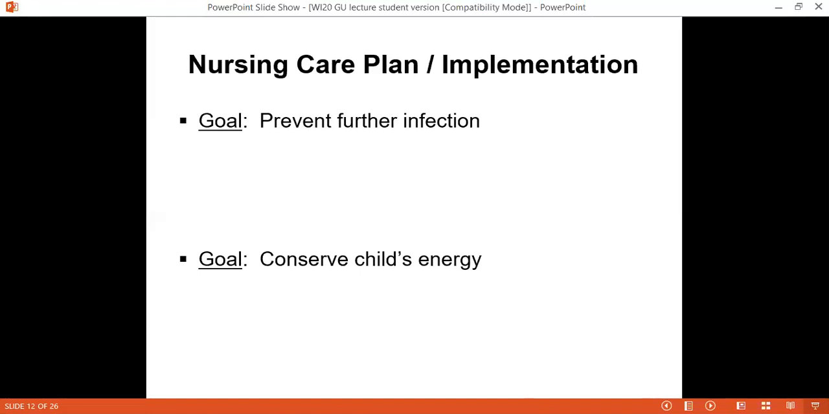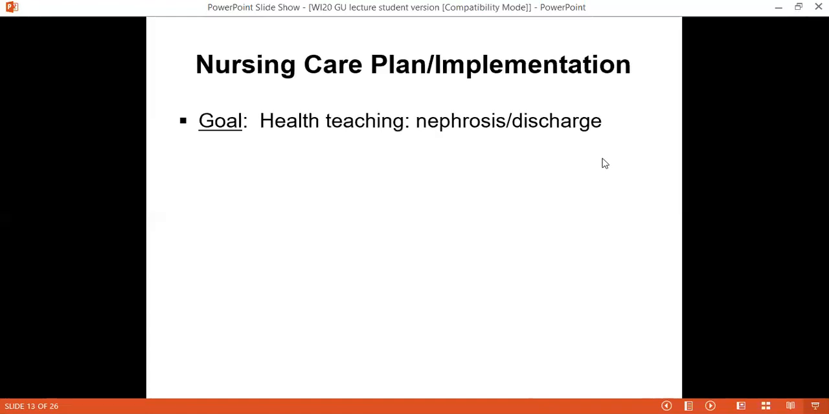Okay. The next thing that we're going to talk about is our health teaching for nephrosis upon discharge. We need to teach the child, if age-appropriate, and the family that the child is typically treated at home with supportive care. Hospitalizations are typically for the first diagnosis of nephrotic syndrome. After that, hopefully it can be managed in the home.